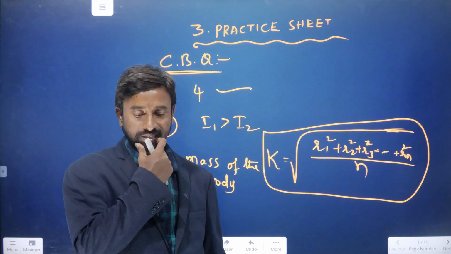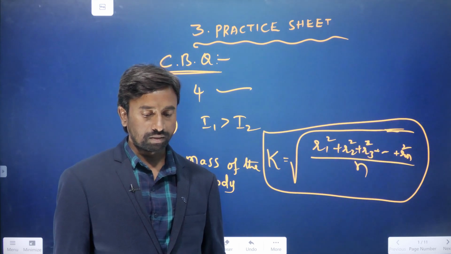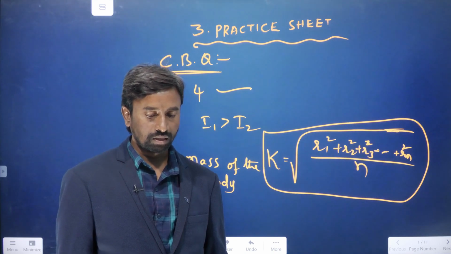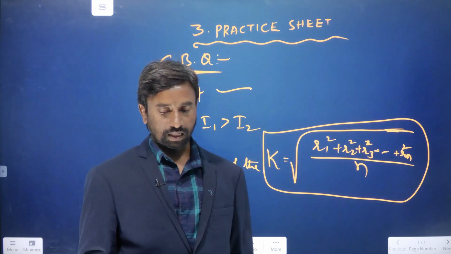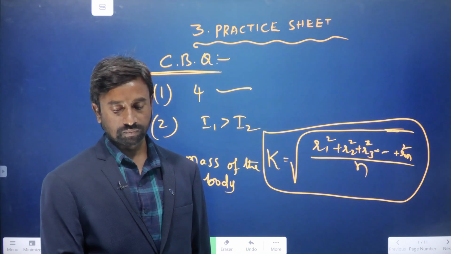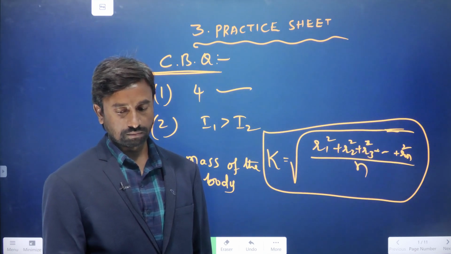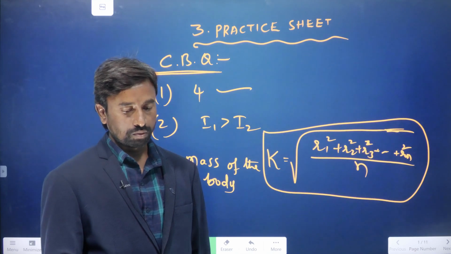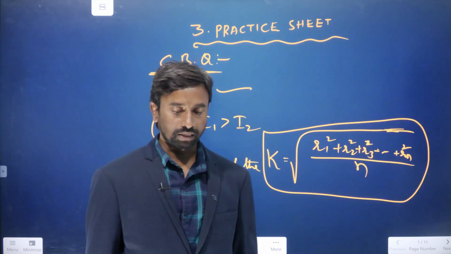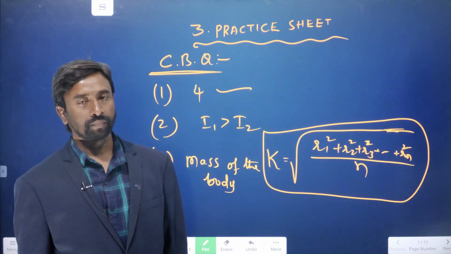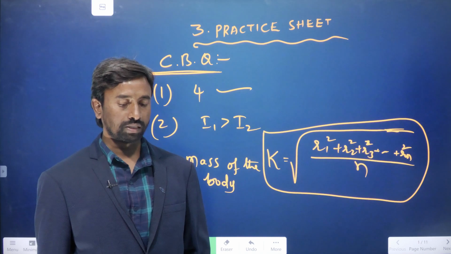Then the moment of inertia of the satellites: which one is correct? They are asking which one is right. The options are: A has a greater moment of inertia; B has a greater moment of inertia; A and B have equal moment of inertia; the moment of inertia of both satellites is 0.